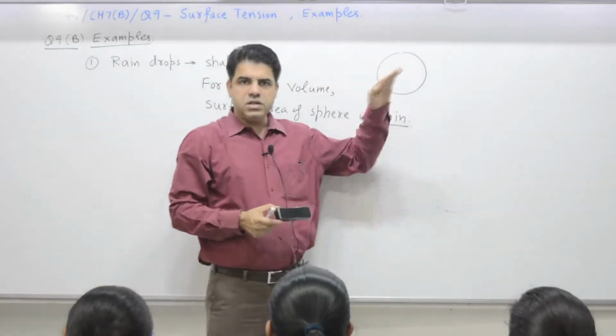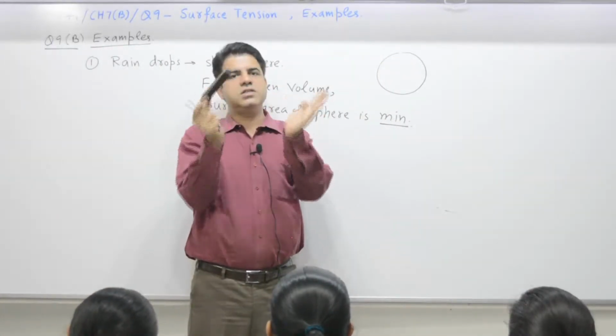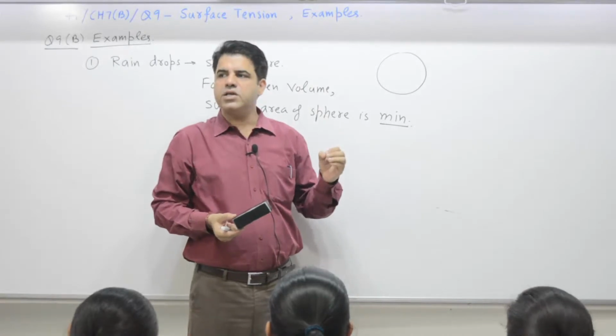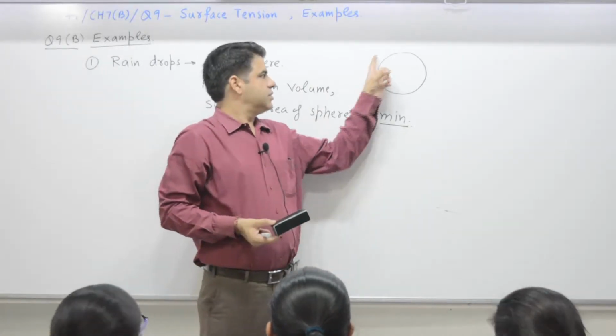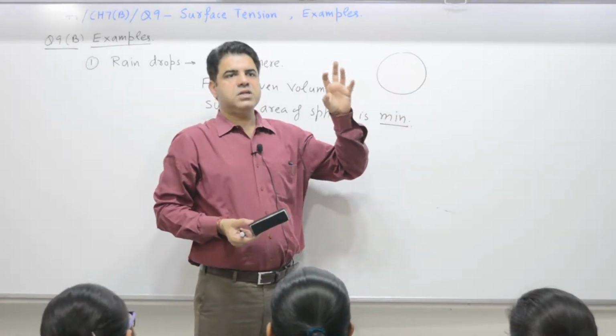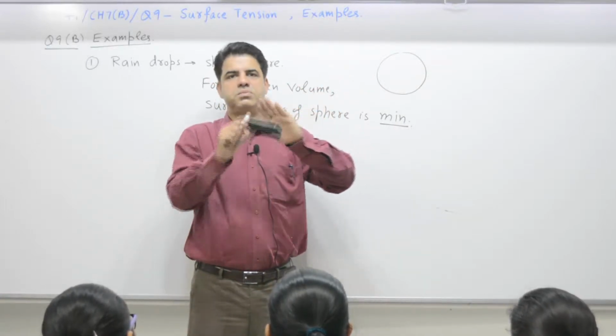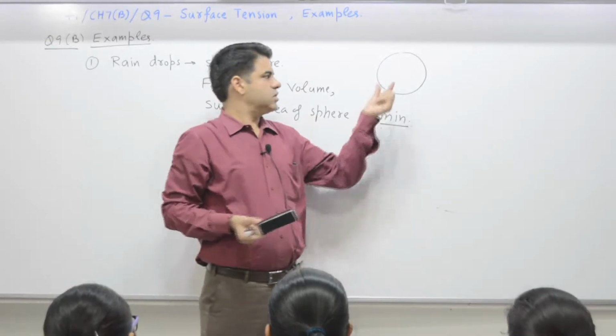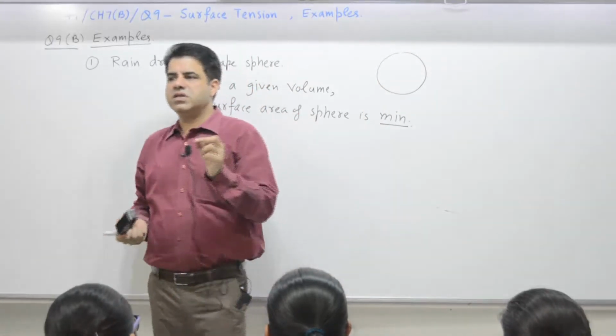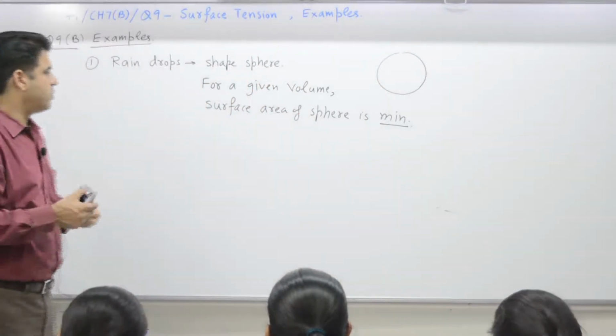And the purpose is what? We will prove surface energy is numerically equal to surface tension. So, the shape is such that it tries to have minimum energy. That means minimum surface area. So, a sphere has a minimum surface area for a given volume. This is example number 1.